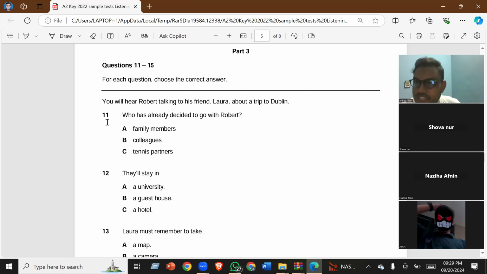Suppose this is question number 11. Can you see the question? Who has already decided to go with Robert? This is the question, and there are 3 options. Option A, family members. Option B, colleagues. Option C, tennis partners. So can you say the keyword in option C? Partners is the information and tennis is the keyword. Okay, members is the information and family is the keyword.